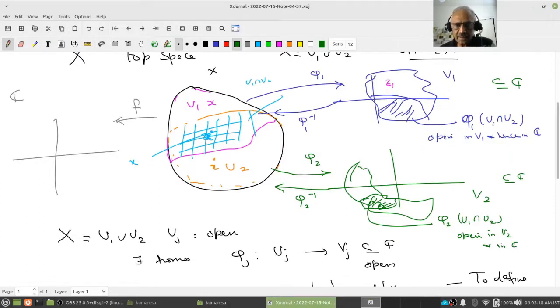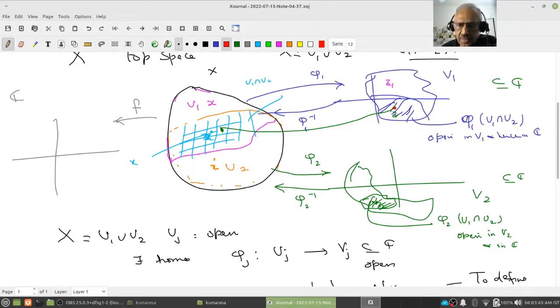Do you understand? Right. Now I want to look for this map. So I start with some z here, and via phi inverse I go. Where will I go? I'll go to some point here, right? This z goes to some point here, right? Now under phi 2 it goes to some point here, right? Maybe I should use different colors.